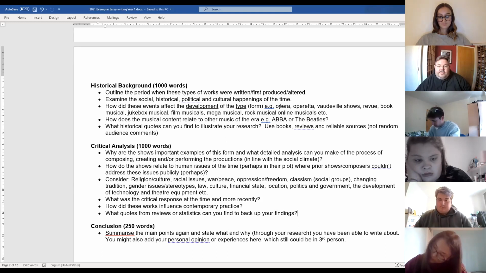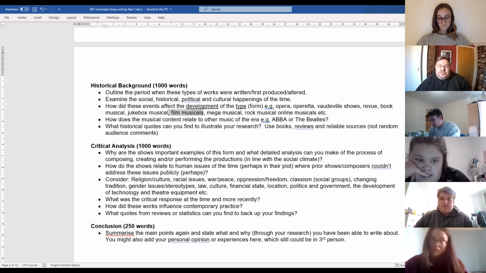Why did people want to have a book musical with this integrated idea, or why did the mega musical really take off in the 80s, etc. And how film musicals are really popular, etc. So how they fit into the real world, and are there quotes about the shows and about what was happening in history at the same time, which help join it together.